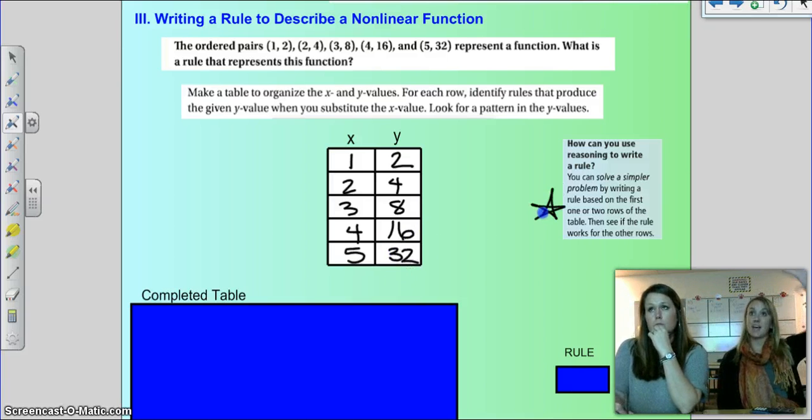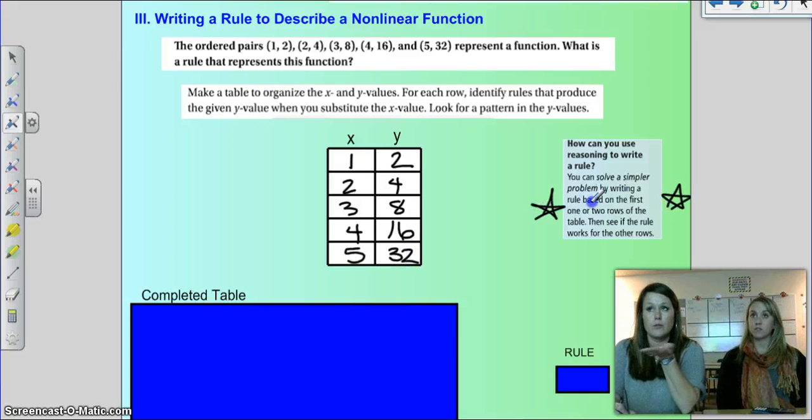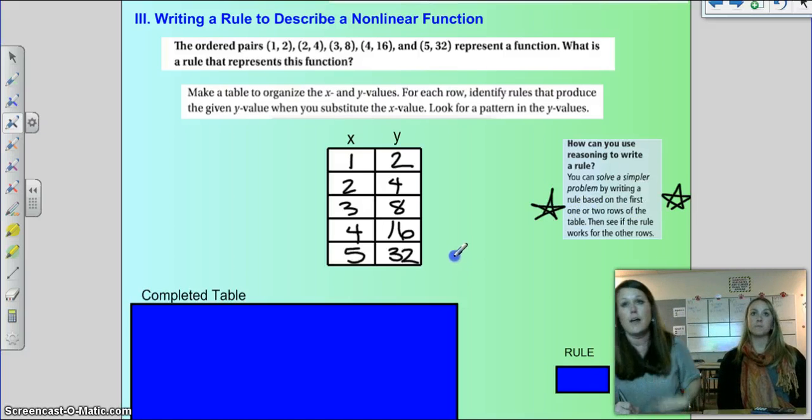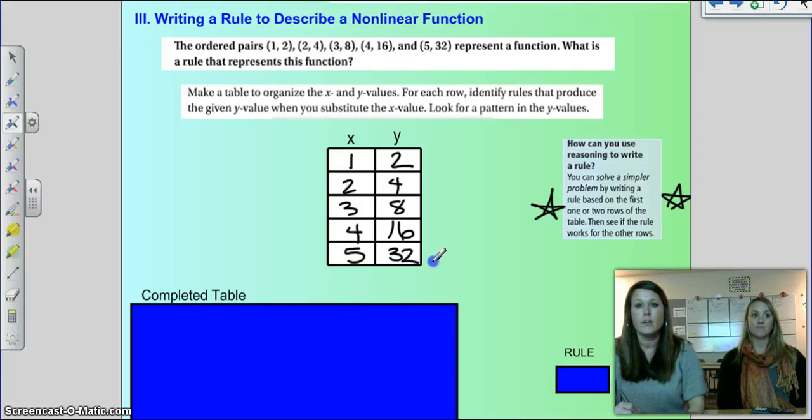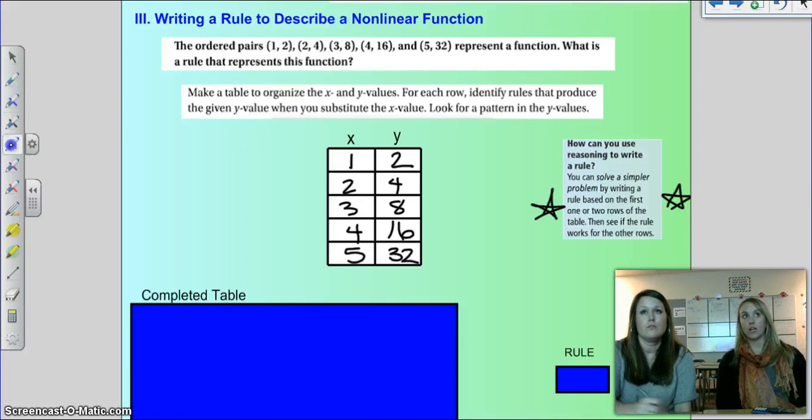I was just going to say, you can solve a simpler problem by writing a rule based on the first 1 or 2 rows and see if it works for the other ones. That's kind of what we were doing on the last one, too. So we were ahead of the game here. Okay, so my change in x is easy. I go up by 1 each time.